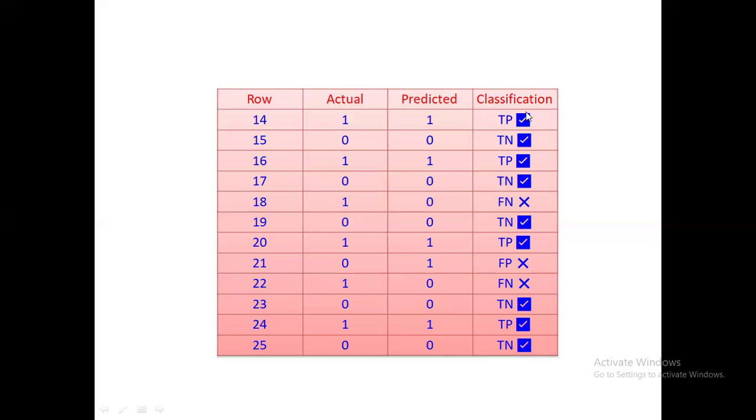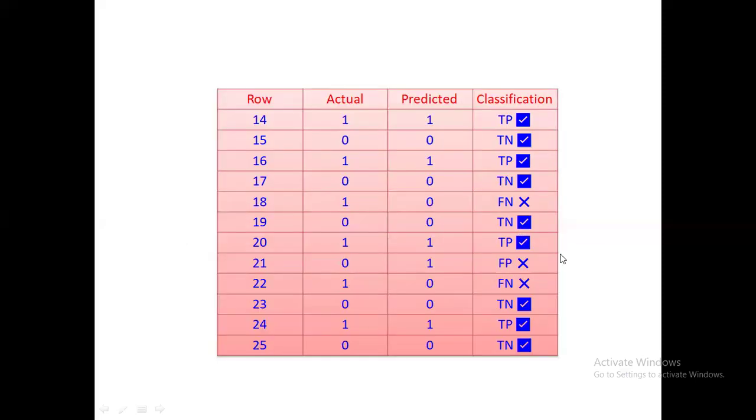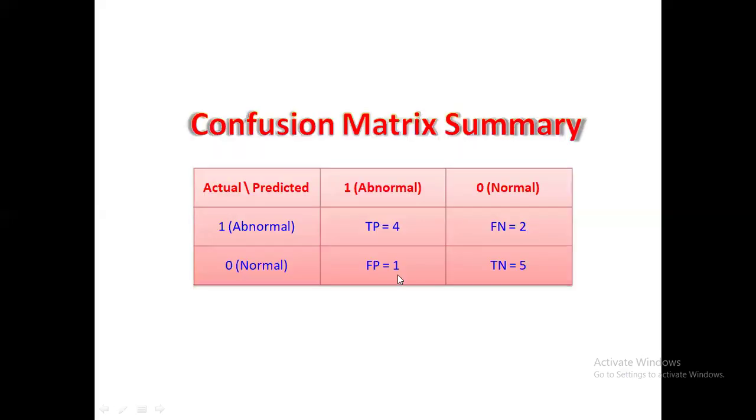All the values we have to count. How many true positives are there? 1, 2, 3, 4. How many true negatives are there? 1, 2, 3, 4, 5. 5 values are given. So this we have to write: true positive is 4. False negative, how many are there? 1 and 2. False positive is 1 and true negative is 5.